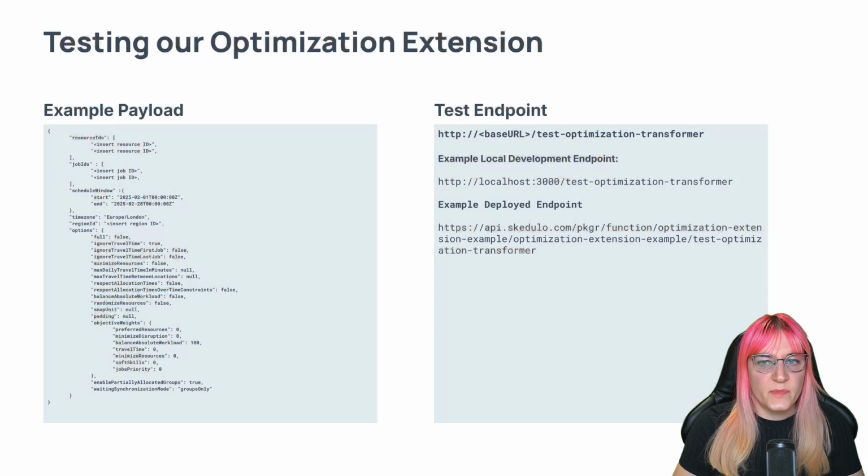Well, luckily, Optimization Extension Framework provides a handy test endpoint. If we provide it with essentially the same data as we would to an optimization run, it will show us what will be passed along in that run with our optimization extension enabled. I've included a sample payload in the links in the video description. In our example, let's pass it 5 resources and 8 jobs across 4 accounts.